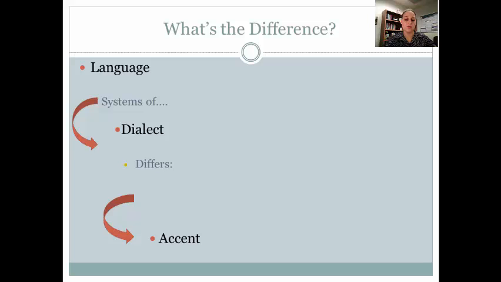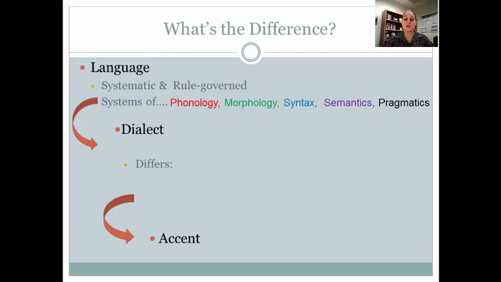Okay, so let's talk about the difference between a language, a dialect, and an accent. We know that a language is systematic and rule-governed, and there are rules associated with how a language is structured. We know that in a language there are systems of phonology, morphology, syntax, semantics, and pragmatics, right? These are the linguistic units that we have studied.